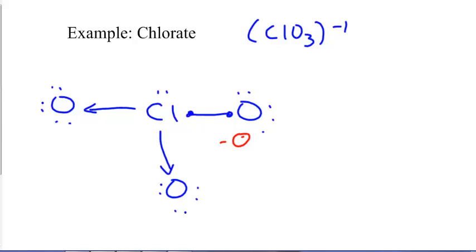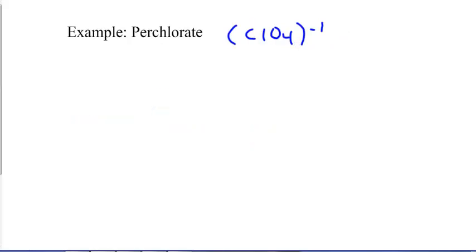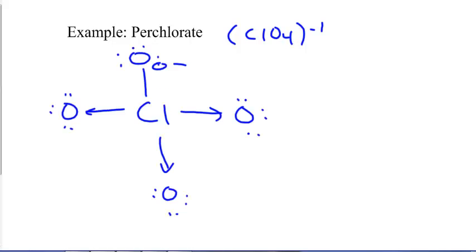Now try perchlorate, that's ClO4 with a -1 charge. See if you can figure out how to do it. Pause for a while. So you put the chlorine in the middle. It can only bond 1, so it bonds with this oxygen up here. Of course, when oxygen only gets 1 bond, it needs that extra electron. That's where the -1 comes from. Chlorine has 6 other valence electrons. It does a coordinate covalent bond with each of those other 3 oxygens. And that's how we do coordinate covalent bonding for polyatomic ions.